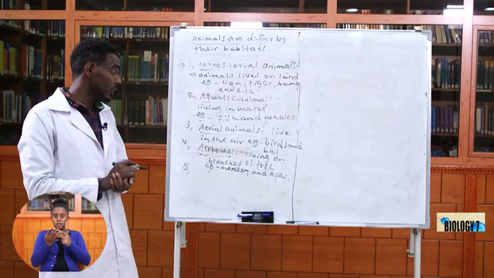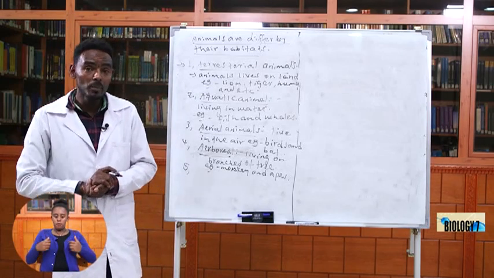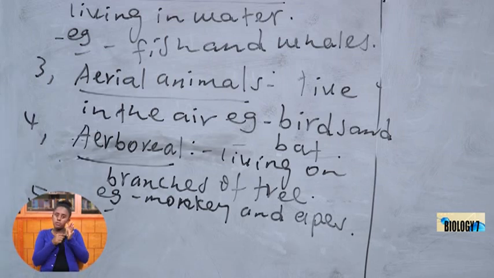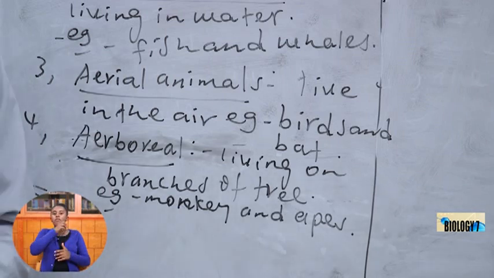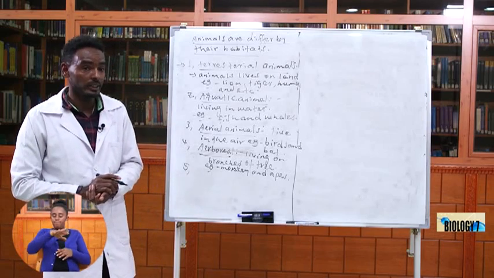The fifth one is amphibians. Amphibians are the animals which live on the land and also in the water. For example, if you take frog and toad, they are the best examples of amphibians.